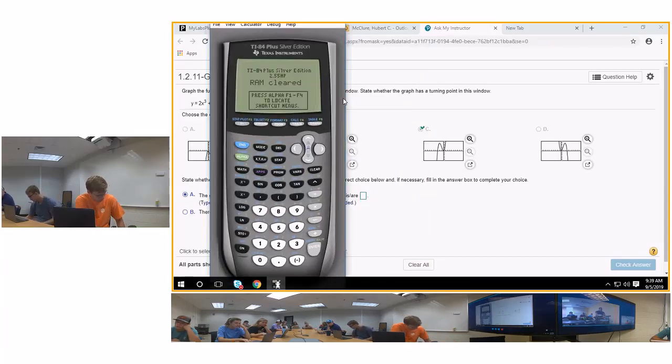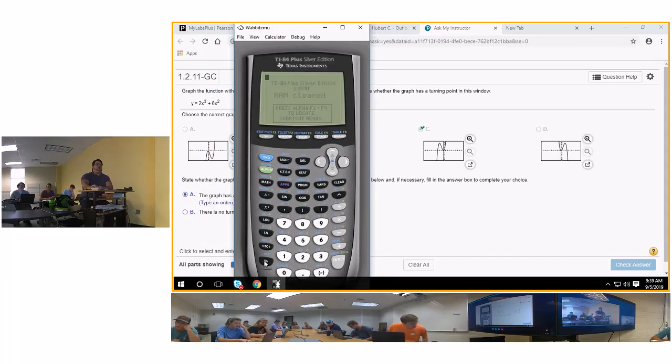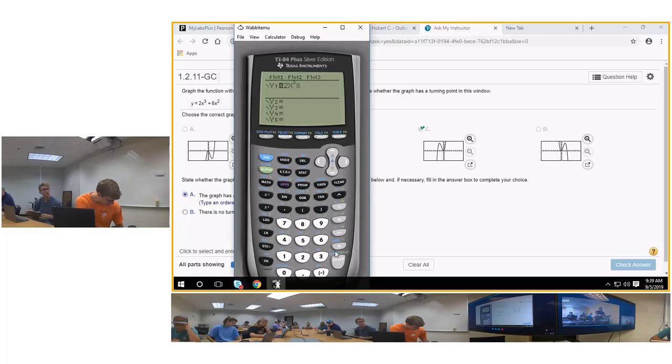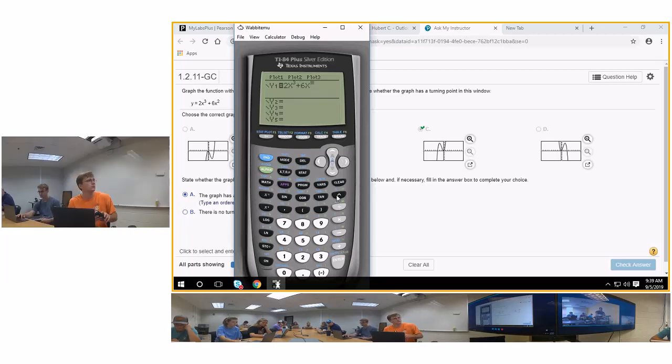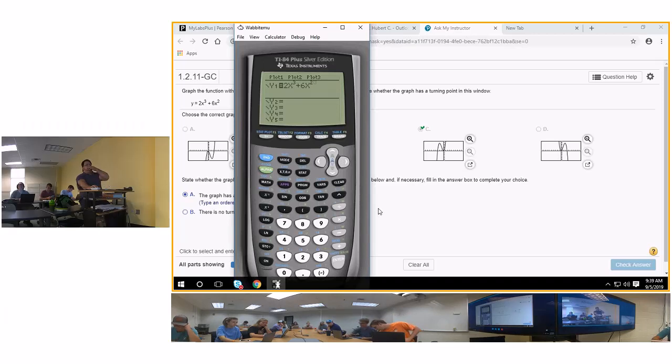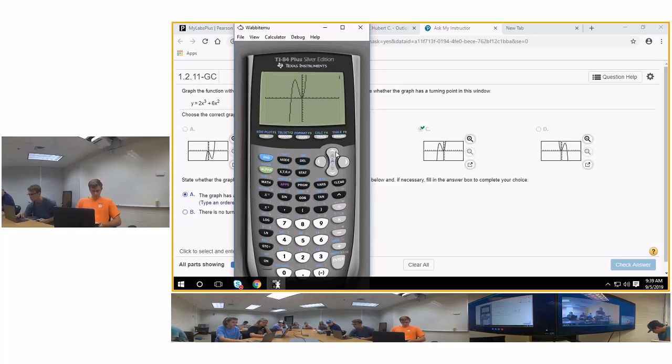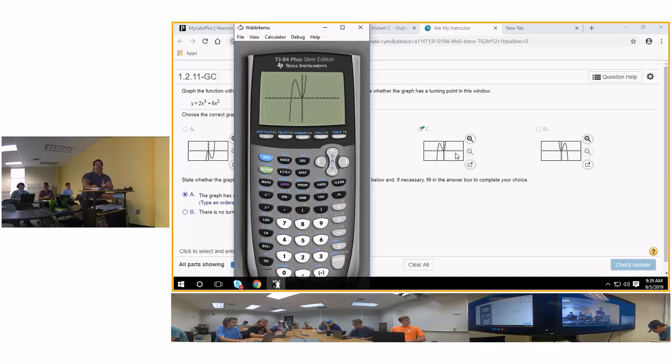I'm trying to move it over, and it's not going to let me. There we go. And y is equal to 2x cubed plus 6x squared. Now, you don't have to be careful with this, because it's not a hidden behavior problem. You got a local min and a local max. Hit graph. There it is. So you know it's C. You can match C up pretty good.